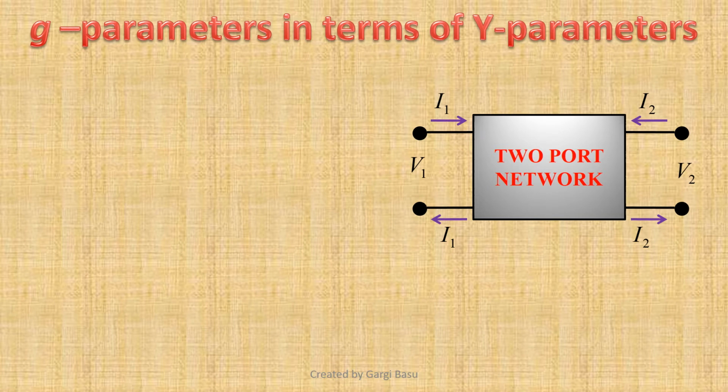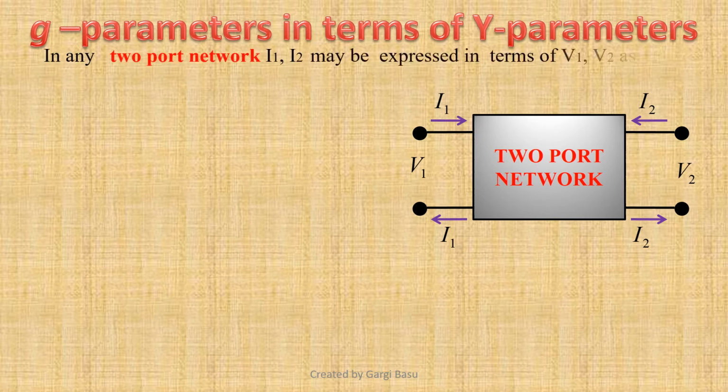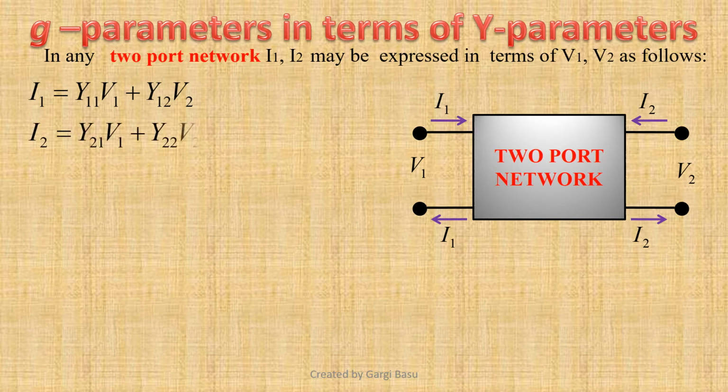Now let us establish interrelationships between G parameters and Y parameters. When we describe a two-port network using Y parameters, we express the port currents I1 and I2 in terms of port voltages V1 and V2. The linear equations used in this case are I1 equals Y11 V1 plus Y12 V2 and I2 equals Y21 V1 plus Y22 V2.